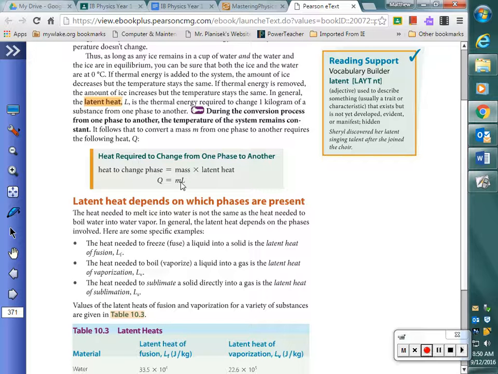The energy that is either added or lost by a material going from one phase into another phase. And so you can see here on page 371, the heat required to change from one phase to another, Q, is equal to M times L. L is that latent heat. And if you look back at the lab that we did on latent heat the other day, you'll see that here. Actually, let me take you here.